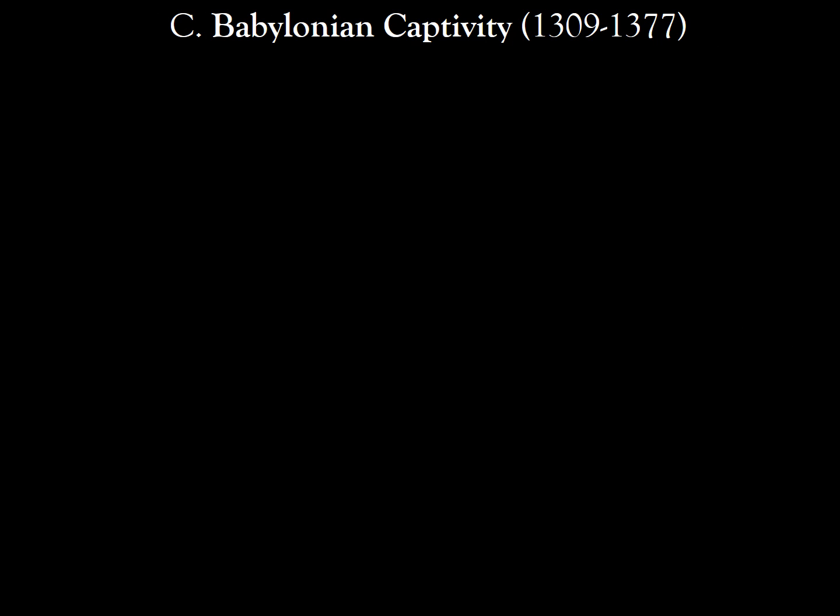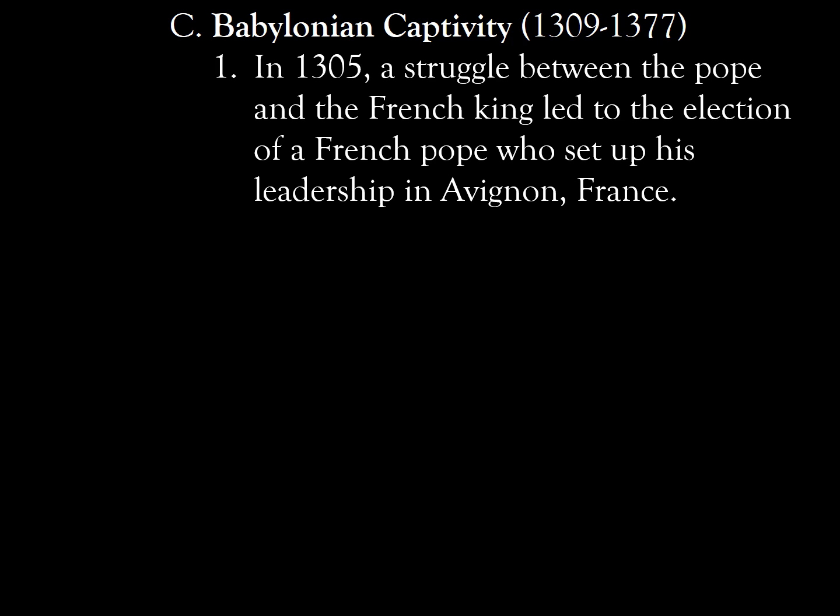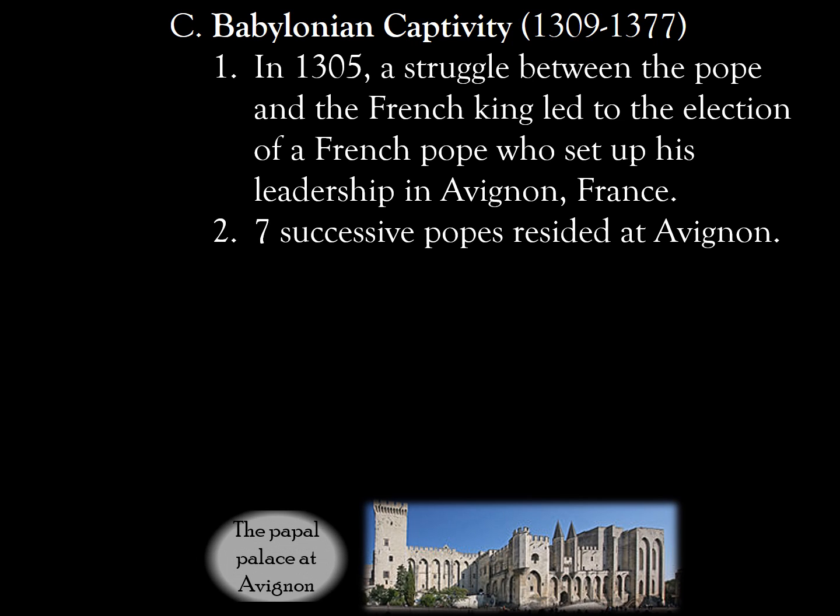The Babylonian Captivity is another crisis in the Roman Catholic Church that happened between 1309 and 1377. Ultimately, it began in 1305 when a struggle between the current pope and the French king led to the election of a French pope who will leave Rome to set up his papacy in Avignon, France. This will lead to 7 successive popes residing in Avignon and being elected by French cardinals.